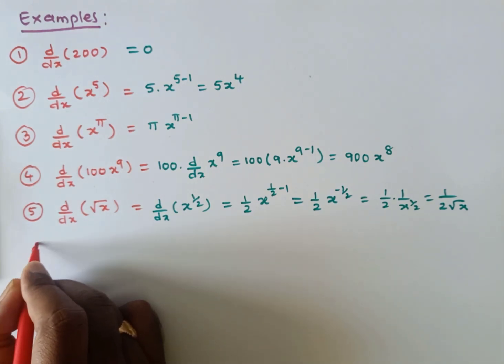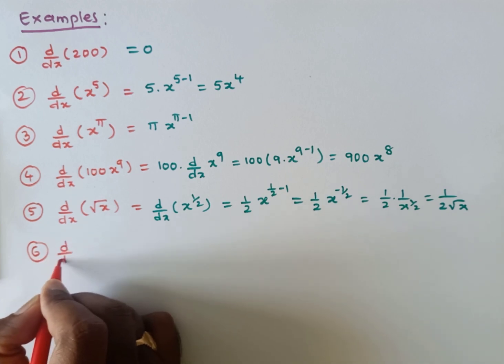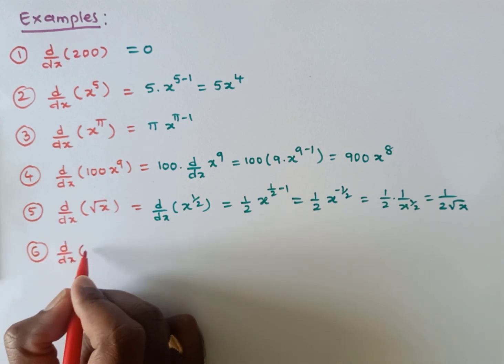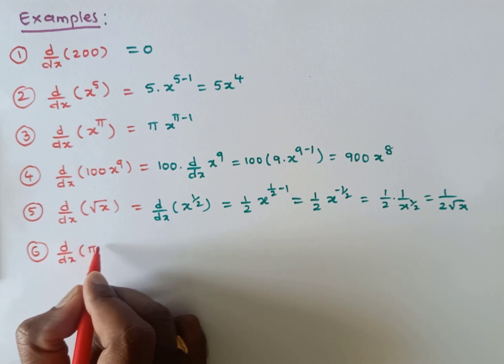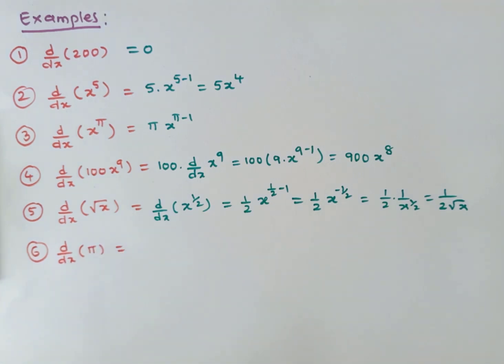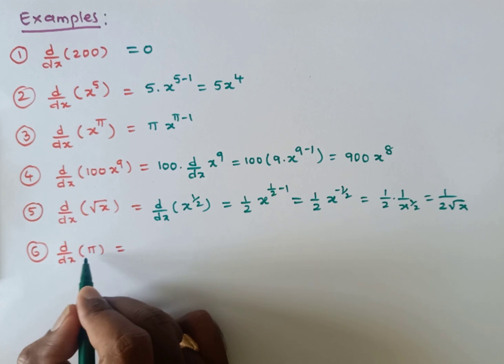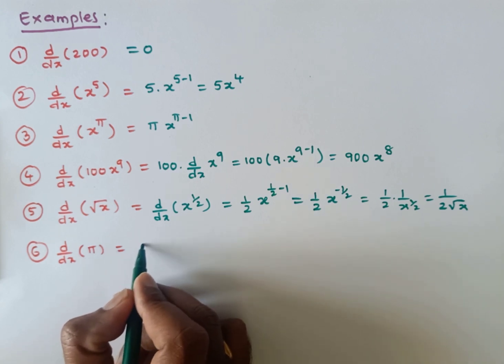So if it is a derivative of some pi, the derivative of pi is what? It is a constant. So therefore this is 0.